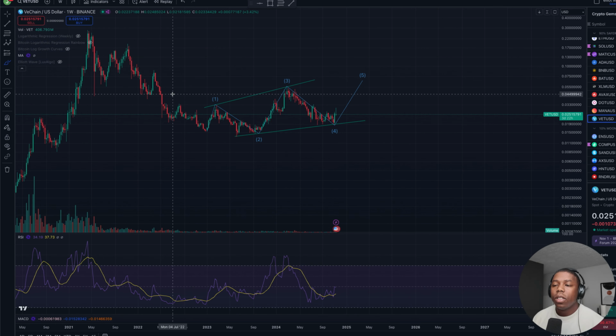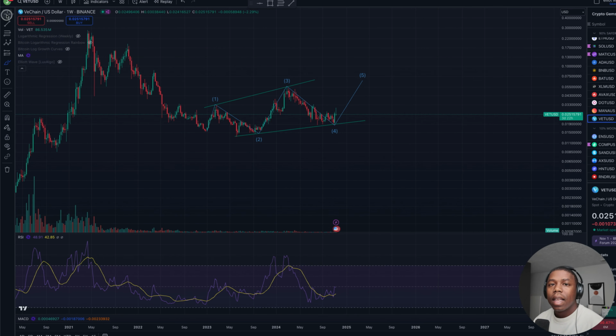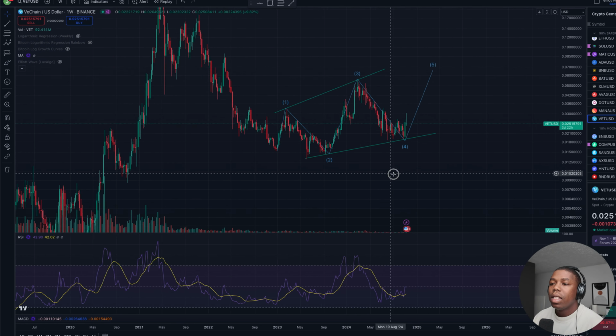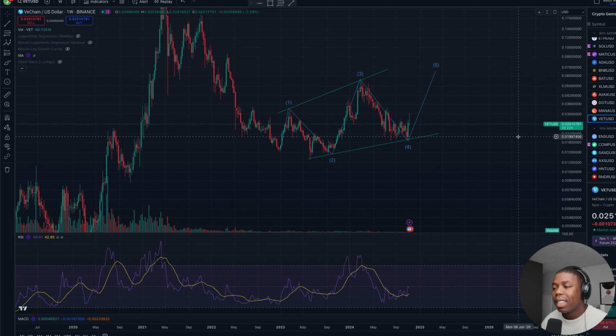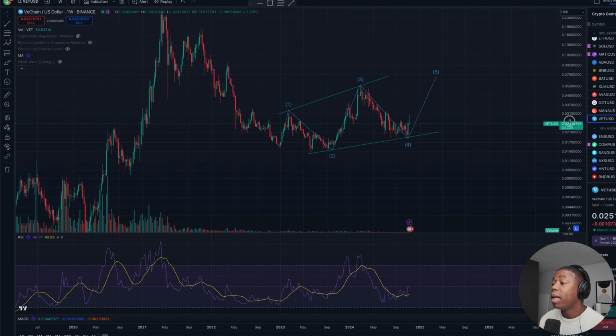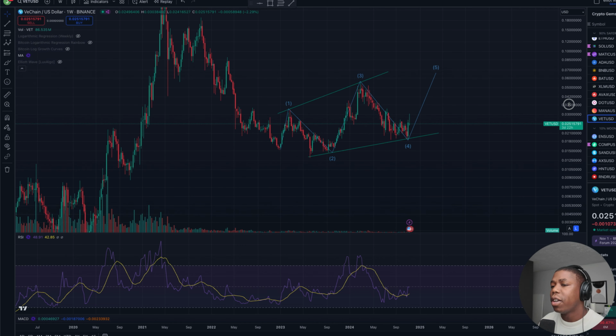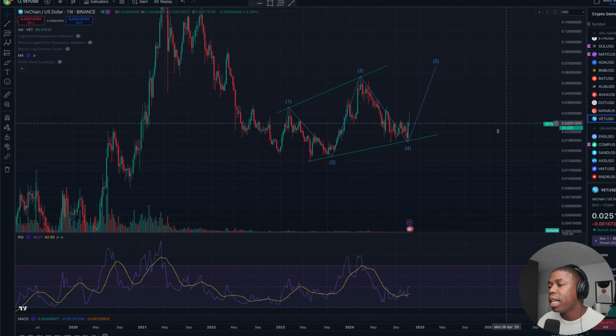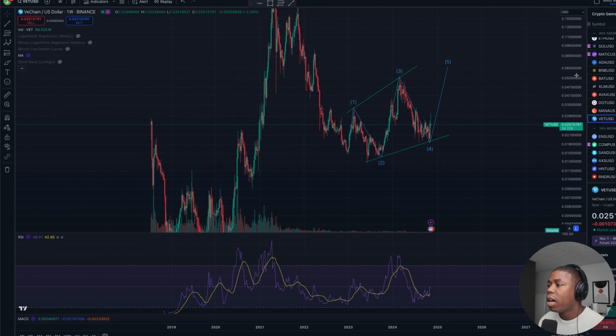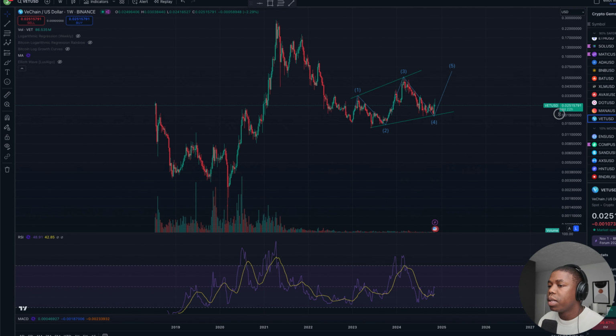The next coin that is showing this pattern is Vechain. Vechain is one that I've been holding on to since the last bull run. It's one that caught my attention. I thought it had a great use case when it comes to supply chain. So definitely check out Vechain if that's something of interest to you.